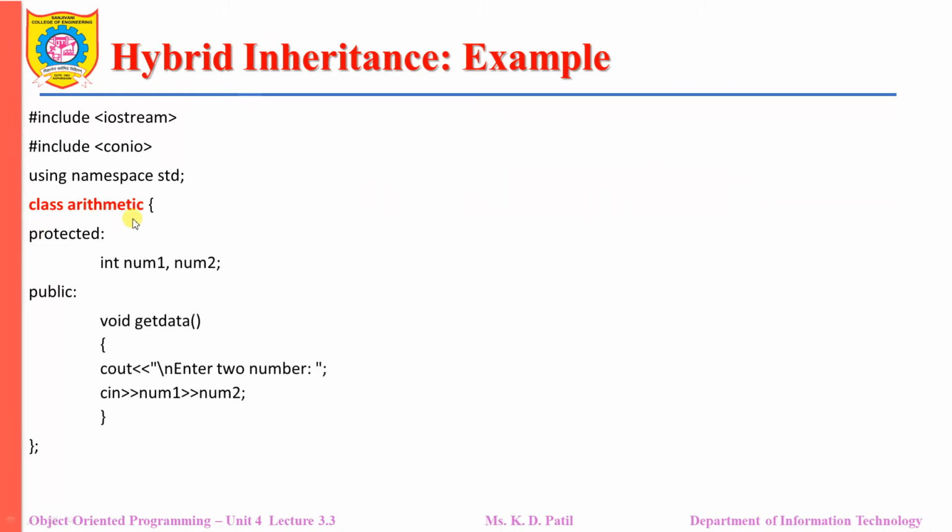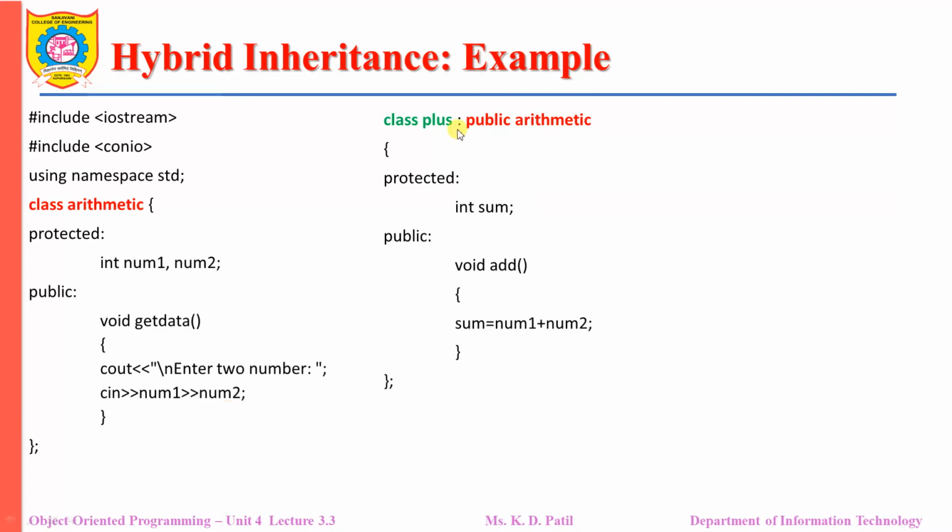Now let us see the practical example. Here I have class arithmetic which has two data members which are protected, that is num1 and num2. It has one public member function, that is getData, which is going to accept two numbers from the user, that is num1 and num2. Now let us have another class, class plus, which is going to inherit the properties from class arithmetic. Which properties? Class plus is going to inherit the getData function as well as the members num1 and num2.